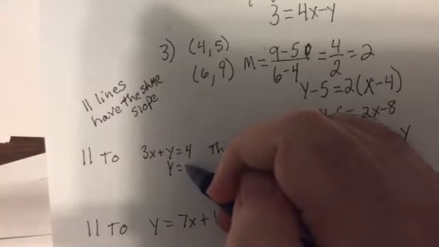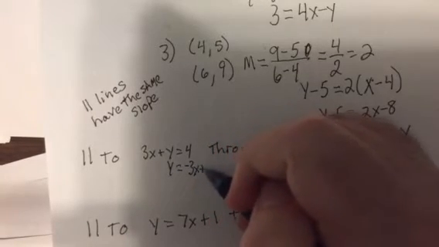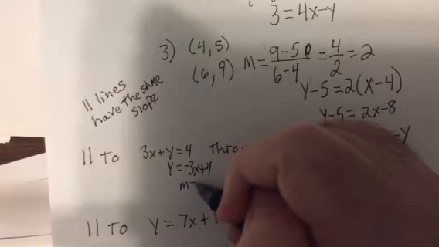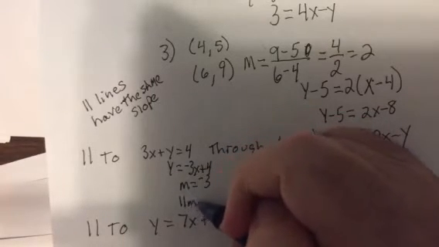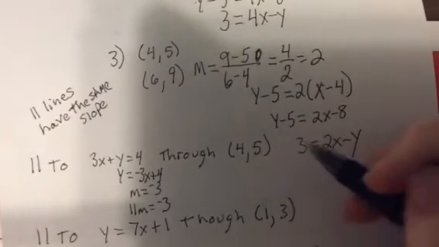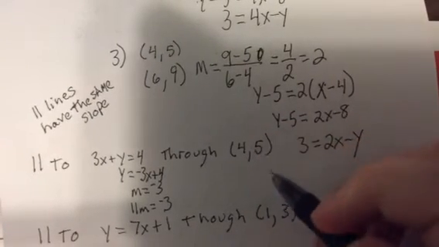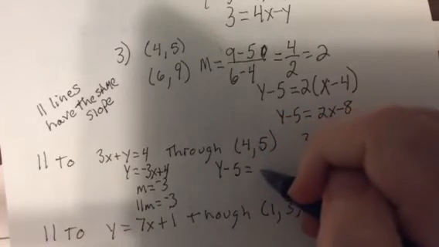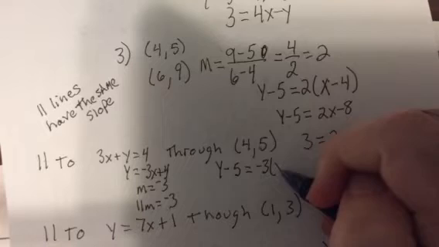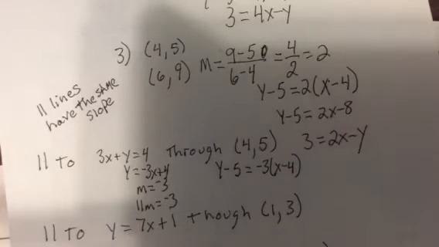So this is y equals negative 3x plus 4. So the slope of this one is negative 3, the number in front of x. So then the parallel slope is also negative 3. And I'm given the point that the parallel line's going through. So it'd be y minus 5 equals negative 3 times (x minus 4), excuse me.